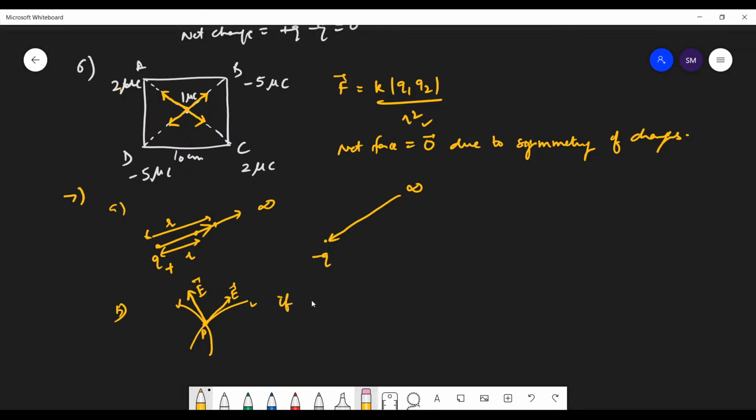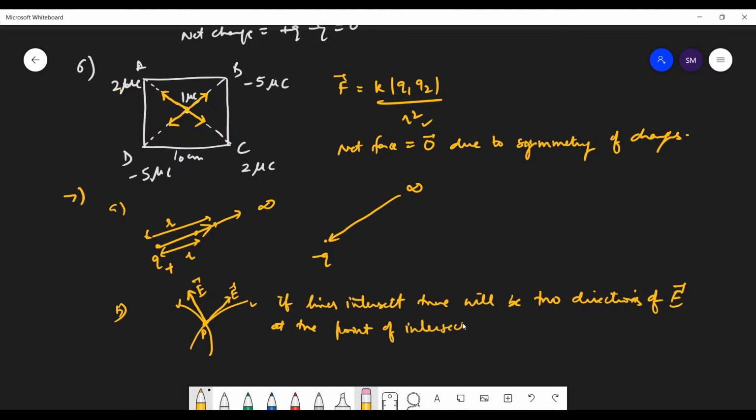So if electric field lines intersect, there will be two directions of the electric field at the point of intersection, which is not possible. So it is not possible that two field lines cross. Hence they do not cross each other.